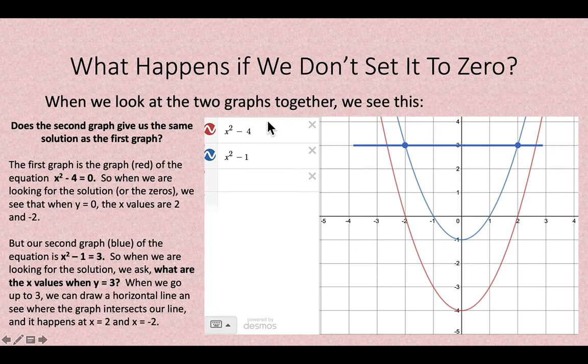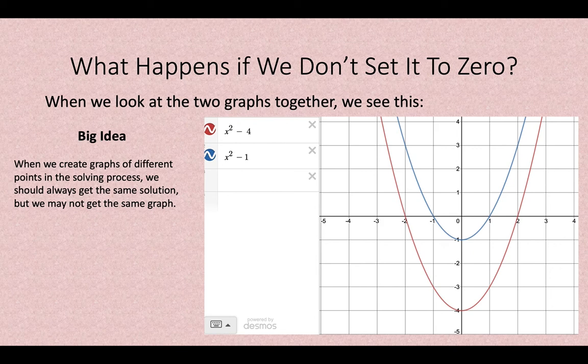But that means when we set it equal to 0, that was telling us that we're going to look at where it crosses the y equals 0 line. If we don't set it equal to 0, we leave it equal to some other constant, then our solution is going to be wherever it crosses the line that is the constant on the right side of our equation. And so in this case, it was 3. So since y equals 3, we look at the line here, and we get 2 and negative 2. So both of them have the same solutions.